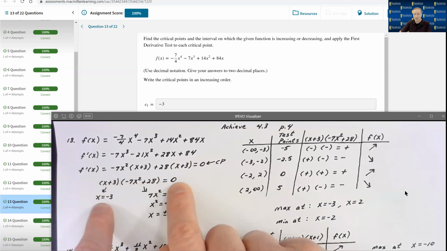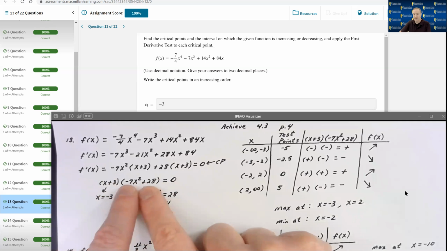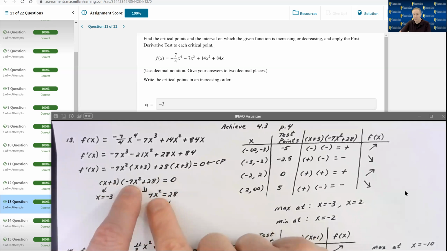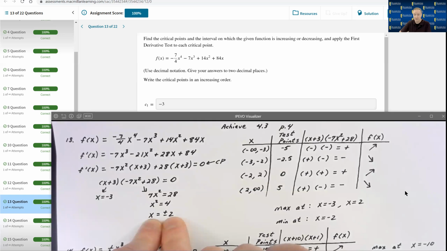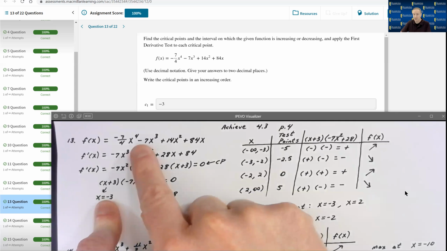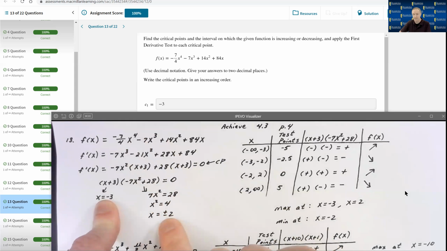When the first factor equals 0, I get x equals negative 3. If I set the second factor equal to 0, I'll get 28 is equal to a positive 7x squared. Then divide by 7 on each side, x squared would equal 4. Take the square root of both sides, and you get x is equal to positive and negative 2. Now I have all three of my critical points. That makes sense, because I would have expected 3 turning points of a fourth degree function. I have them.